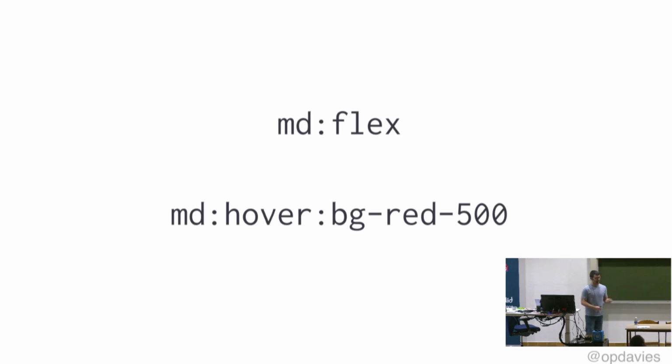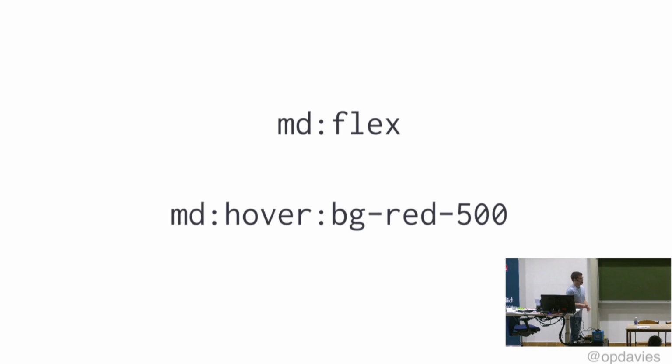So if you want to say this thing should flex, we want to set display flex at the medium screen size, we do md colon flex. And we can stack them. So we could say only when we hover over it, we want to make it bg-red-500, but only do that at the medium screen size. So we can start chaining these states together, which becomes really interesting.